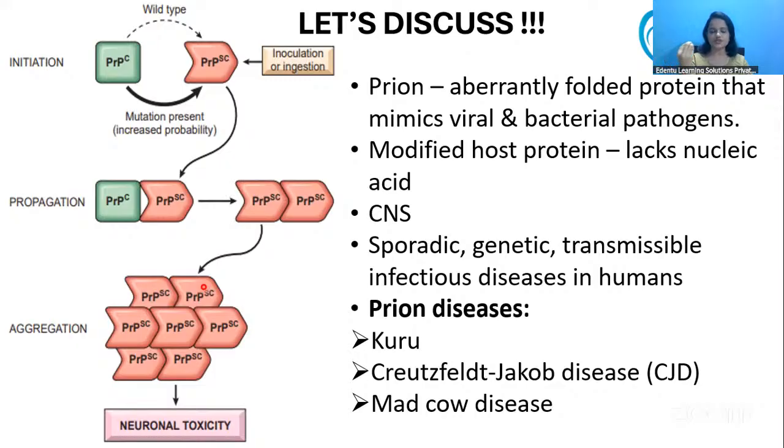So what kind of diseases can it cause? It can cause diseases like Kuru, Creutzfeldt-Jakob disease, and mad cow disease also. These are the three main diseases that are caused by prions.